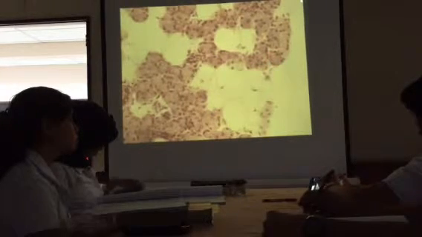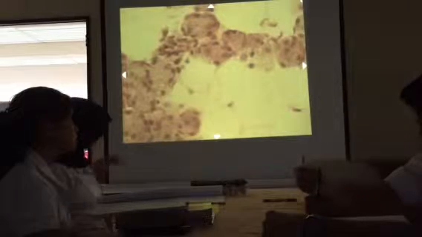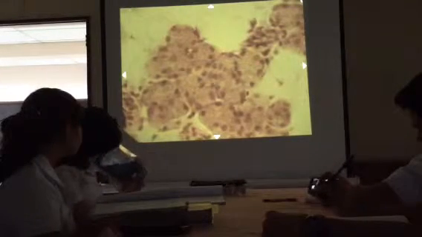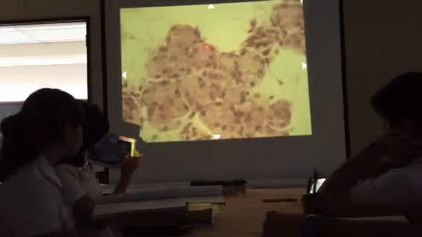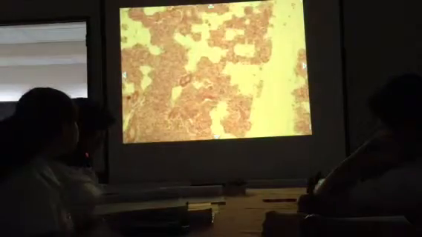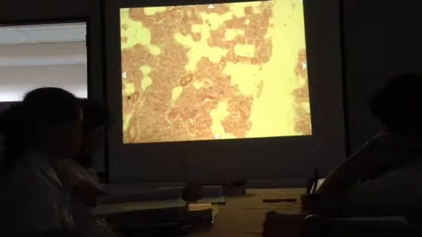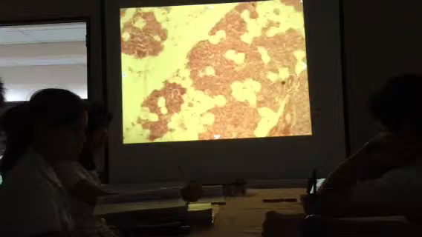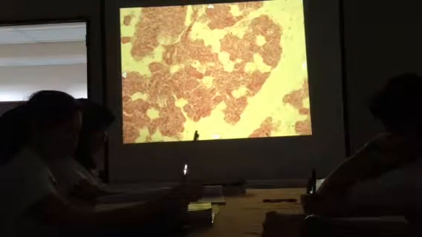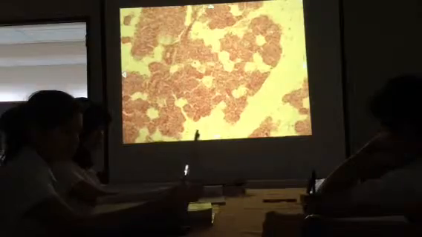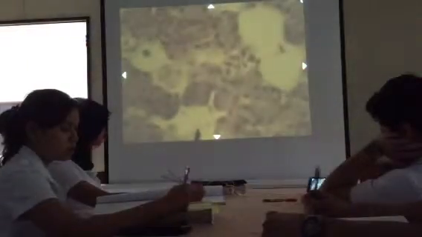What is the specific name of the secretory portion of the salivary glands? Serous acini. Singular form, acinus. Or what is the other name for the acini? Alveoli. Okay, the secretory portions are called alveoli.